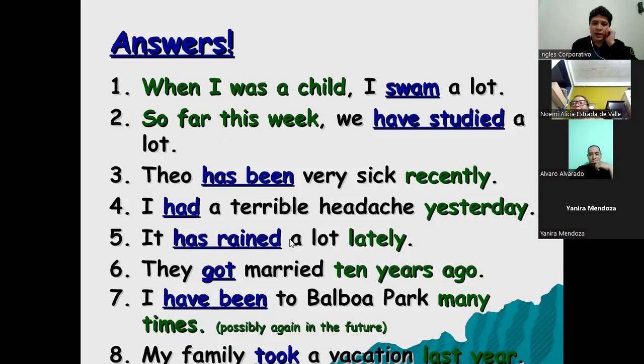Por ejemplo, it has rained a lot lately. Ha estado lloviendo bastante, ok, recientemente, ok. Es algo que ha pasado en el pasado, pero que todavía está aquí, right? Porque ha estado lloviendo. Y this one. I had a terrible headache yesterday. Tuve un terrible dolor de cabeza ayer, ok. Tuve ayer. Ok, ayer. Yo no puedo decir, he tenido un terrible dolor de cabeza ayer. Ok, porque eso, he tenido. Ok, tuve un dolor de cabeza. Suena mejor, right? That's why.